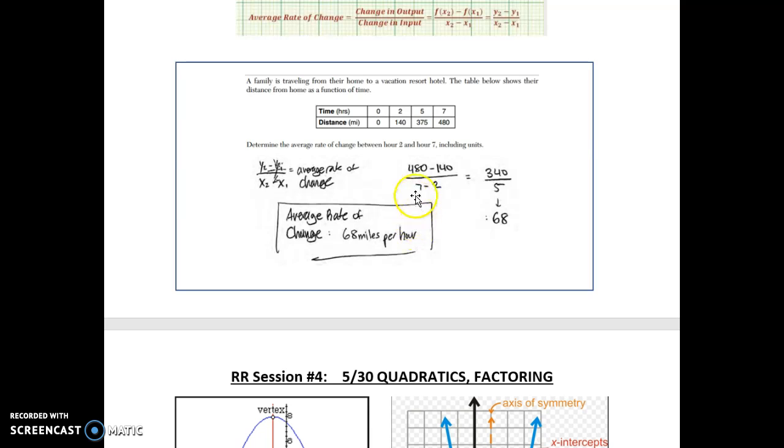Please make sure you read the directions. Average rate of change is slope. Between the hours of 2 and 7, find the points. And make sure you include those units.